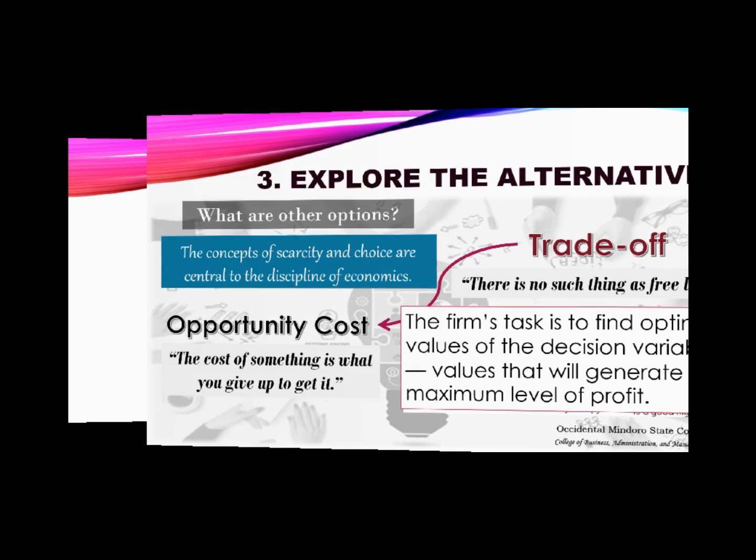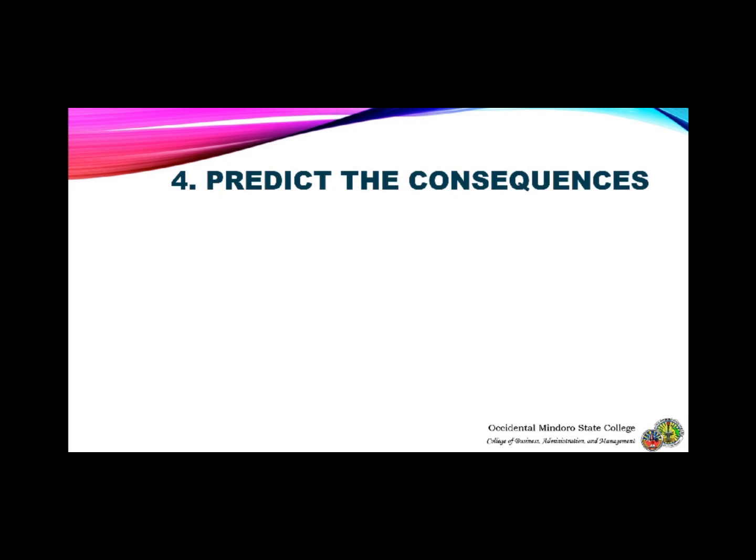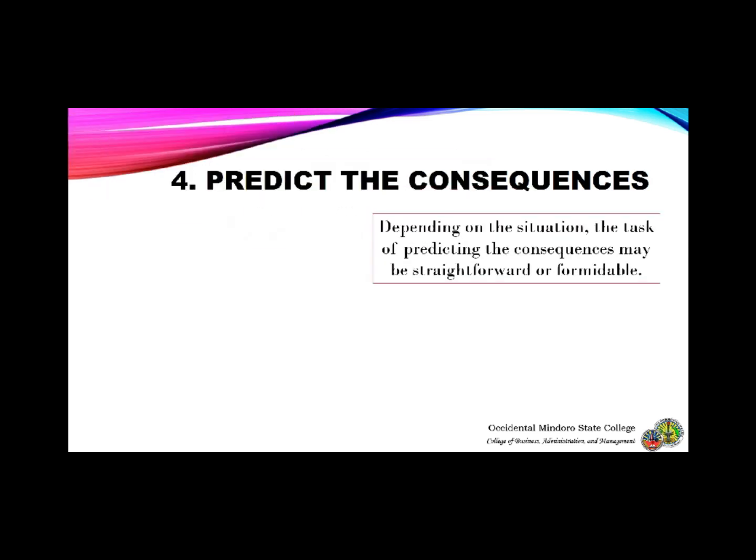That is why, on the next step, we have to predict the consequences. What are the consequences of each alternative action? Should conditions change, how would this affect outcomes? If outcomes are uncertain, what is the likelihood of each? Can better information be acquired to predict outcomes? Depending on the situation, the task of predicting the consequences may be straightforward or challenging.